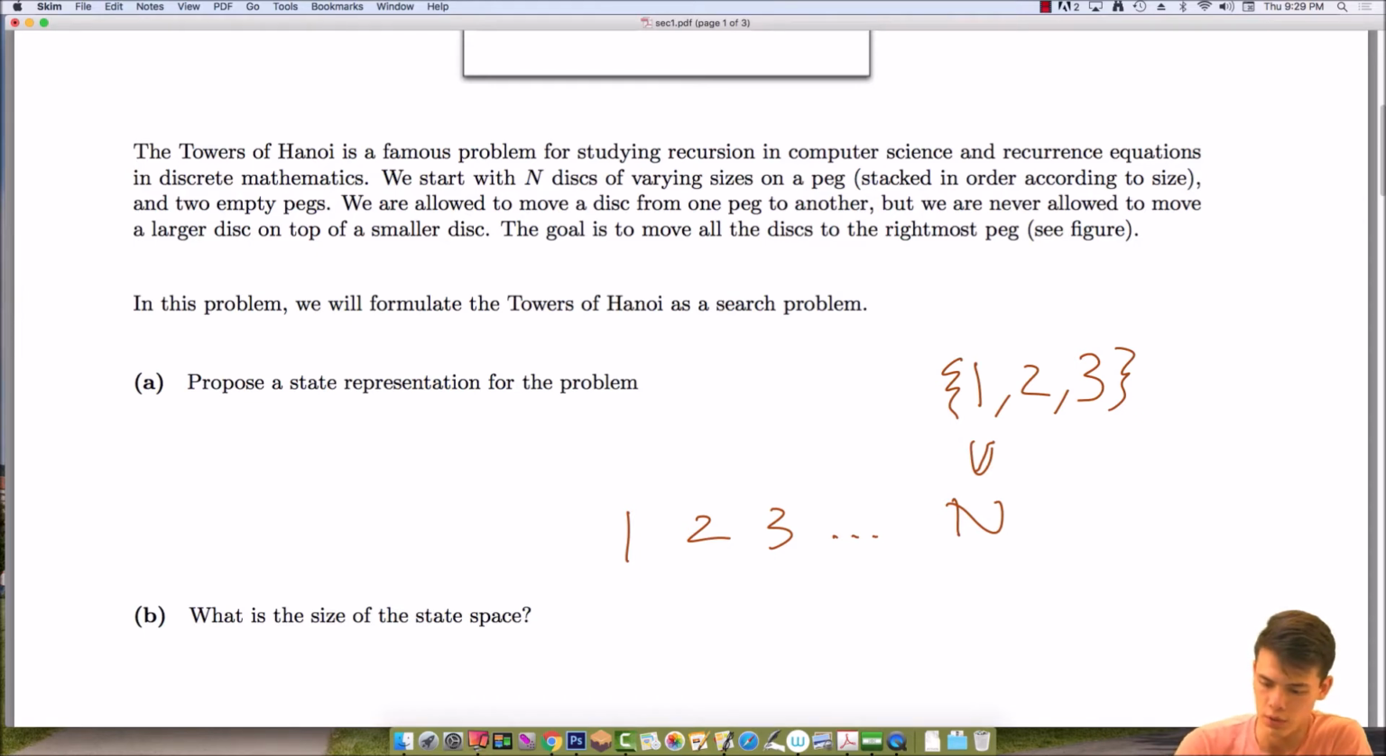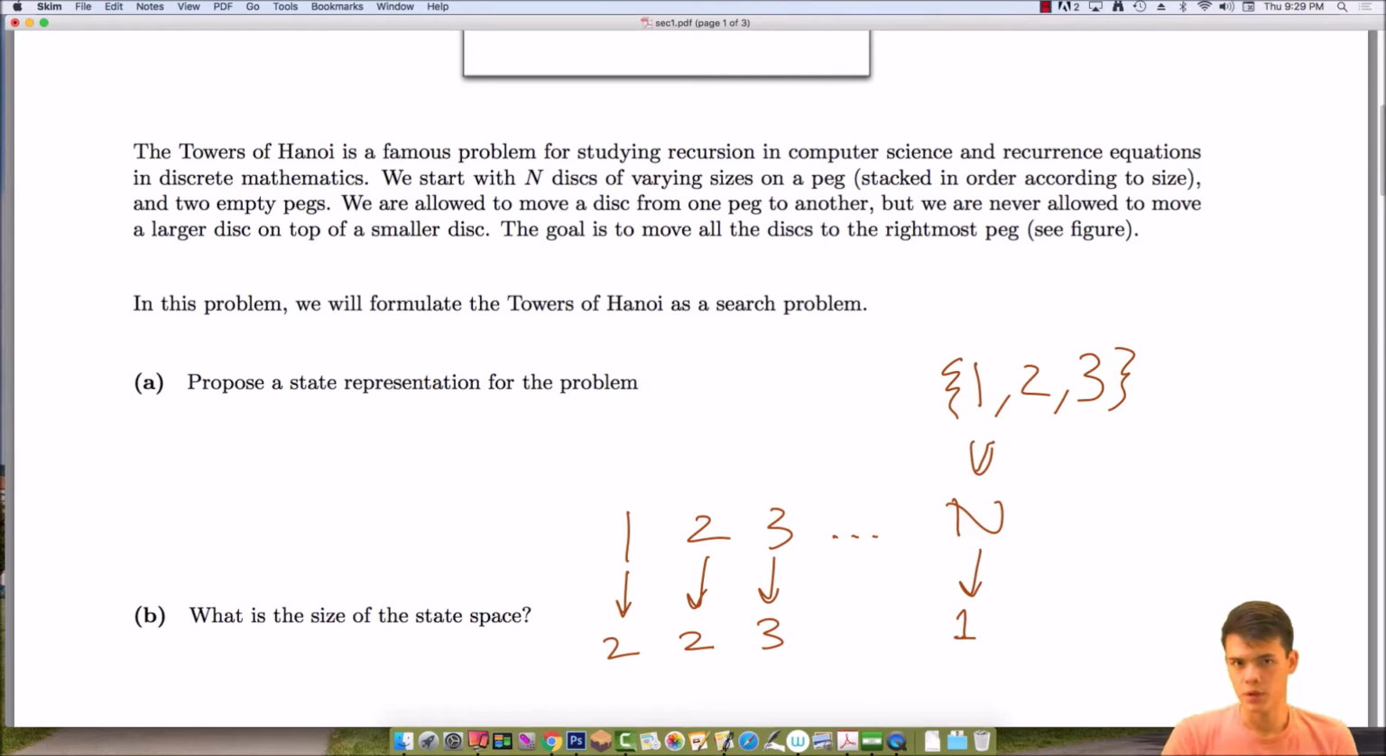So one thing you want to notice here is that for each of these different disks, if we assign it a peg, like I assign this peg 2, maybe this one's also peg 2, maybe this one goes on peg 3, maybe this one goes on peg 1, right? For any assignment that we do here, we can stack those disks up on those pegs in the appropriate order so that they're all decreasing as they go up, and then we can create a state.